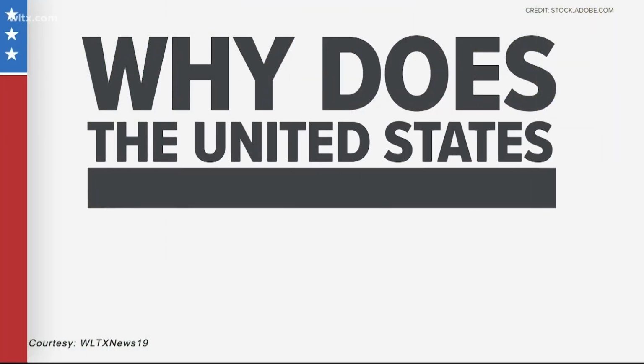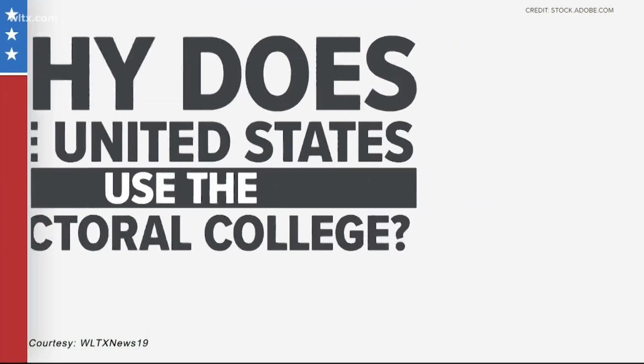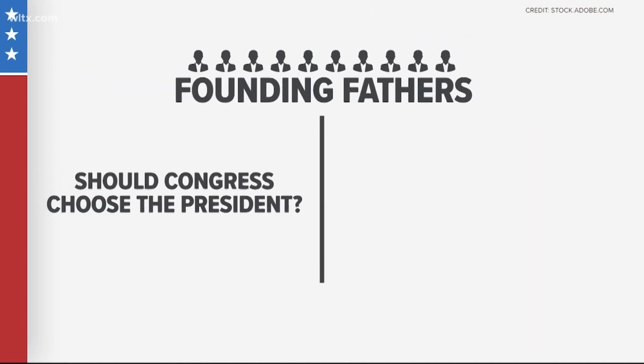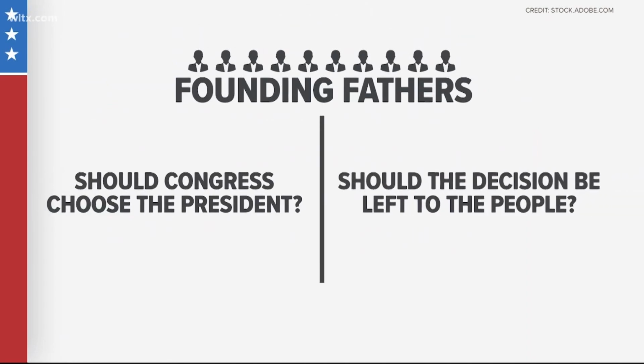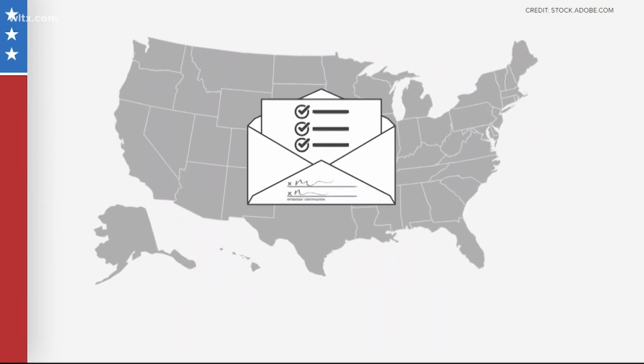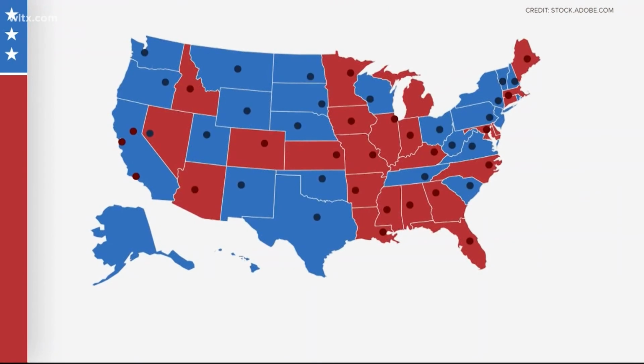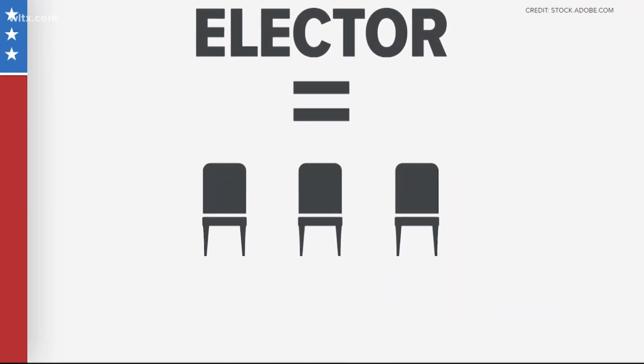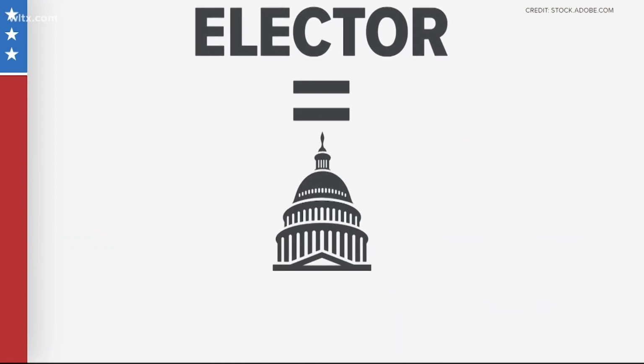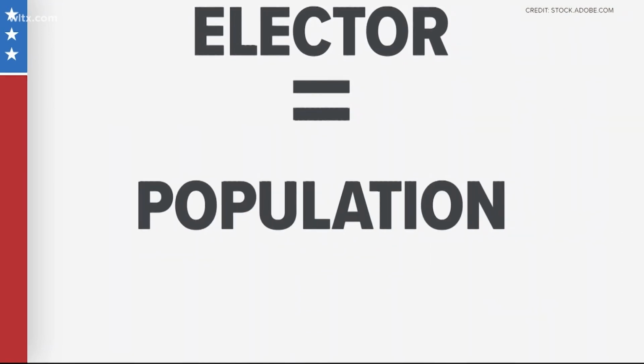Why does the United States use the Electoral College to pick the president? The Founding Fathers were split. Should Congress choose the president, or should it be left to the people? The use of electors was the solution. When you cast your vote for president, you are deciding which electors will represent your state. The number of electors in each state is determined by how many seats in Congress that state has, and that number is based on the state's population.